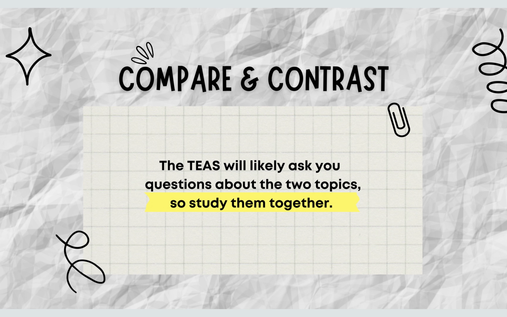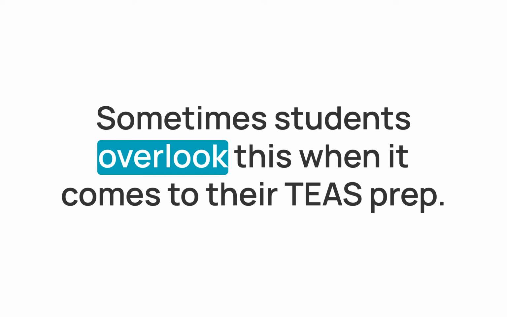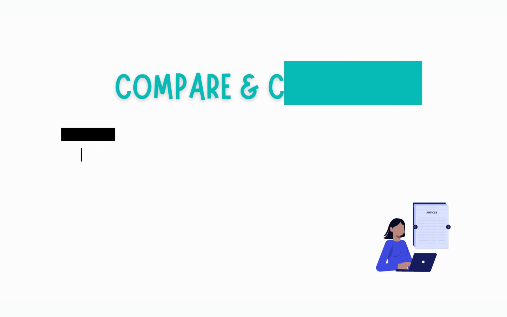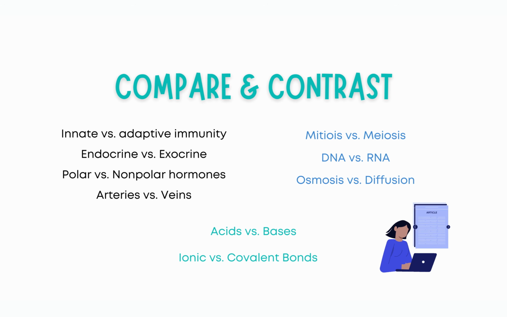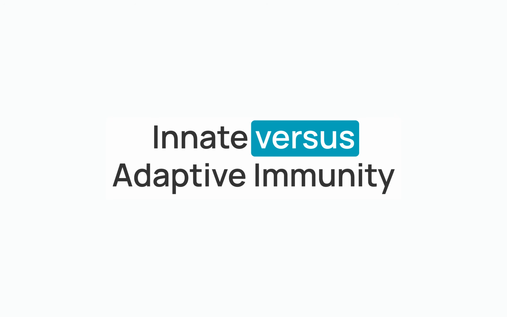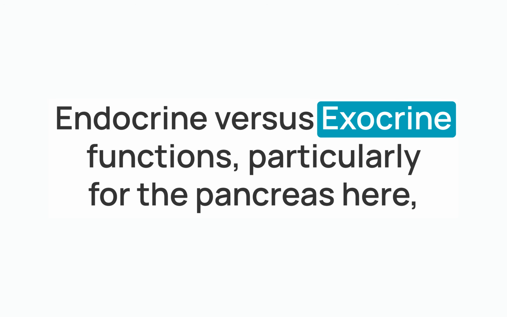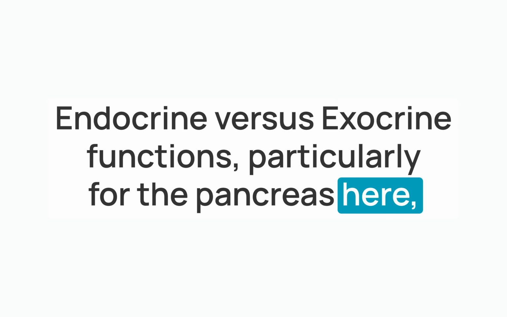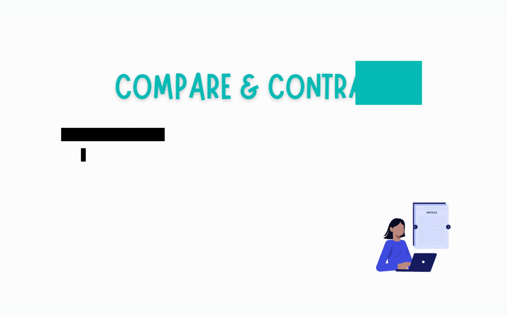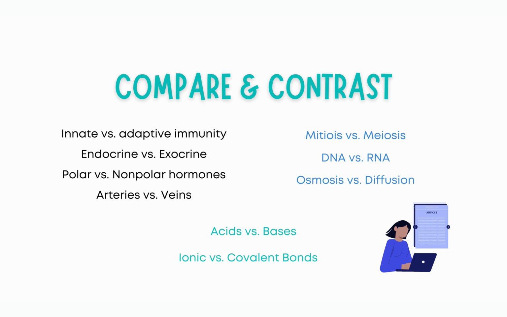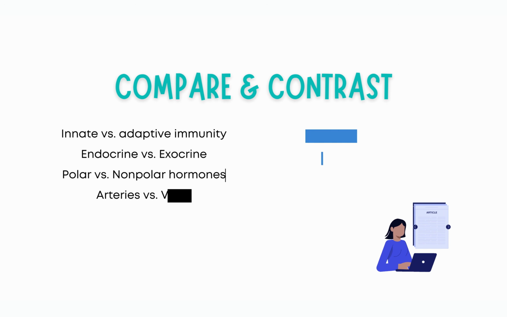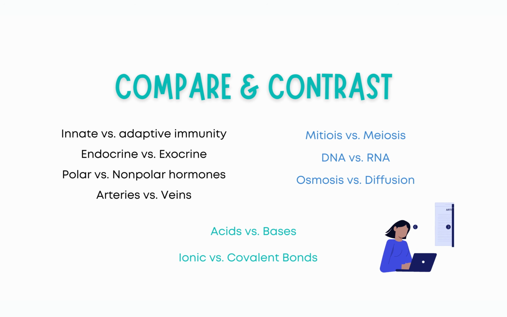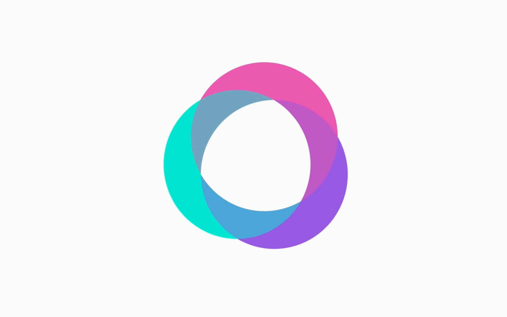Now let's talk about compare and contrast. The TEAS will likely ask you questions about two topics, so you need to study them together. Sometimes students overlook this when it comes to their TEAS prep. So here are some great compare and contrast topics to study together for the TEAS. Innate versus adaptive immunity, endocrine versus exocrine functions, particularly for the pancreas here. Polar versus nonpolar hormones, arteries versus veins, acids versus bases, ionic versus covalent bonds, mitosis versus meiosis, DNA versus RNA, and osmosis versus diffusion.